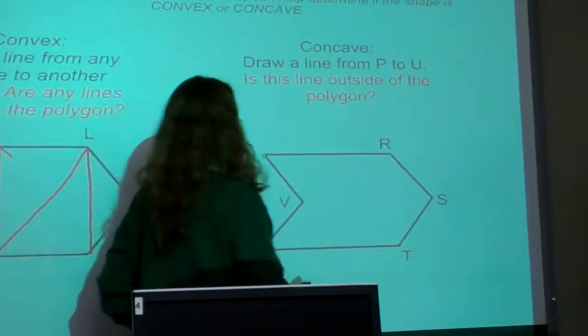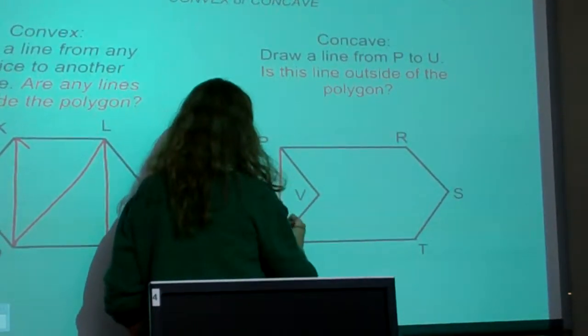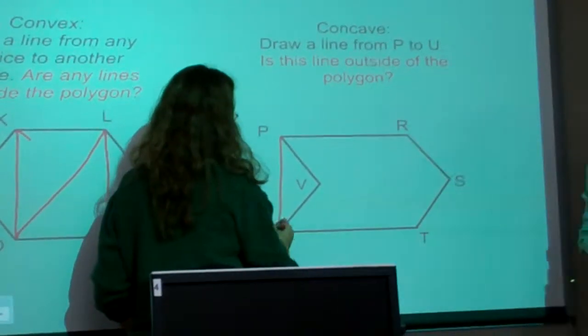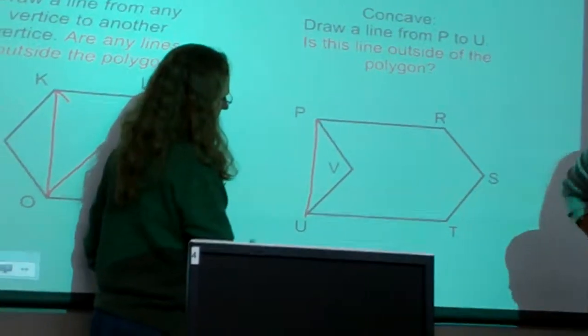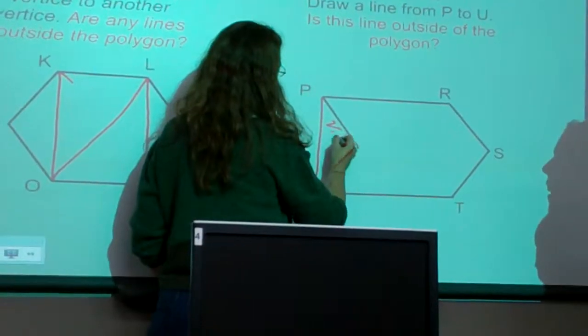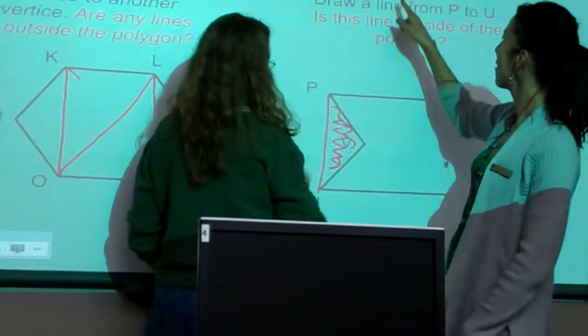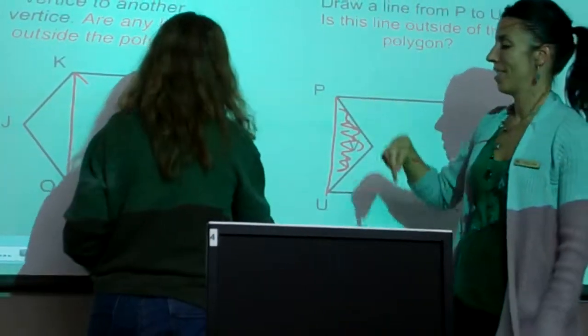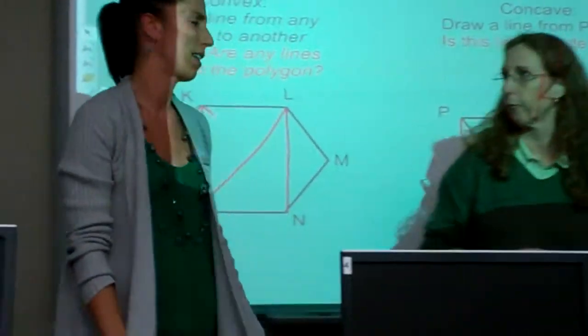Now come over here. Draw a line from P to U. This whole area is outside. You're right. So that would mean that your shape is concave. Concave. So let me just show you the rest of the lesson since we're out of time.